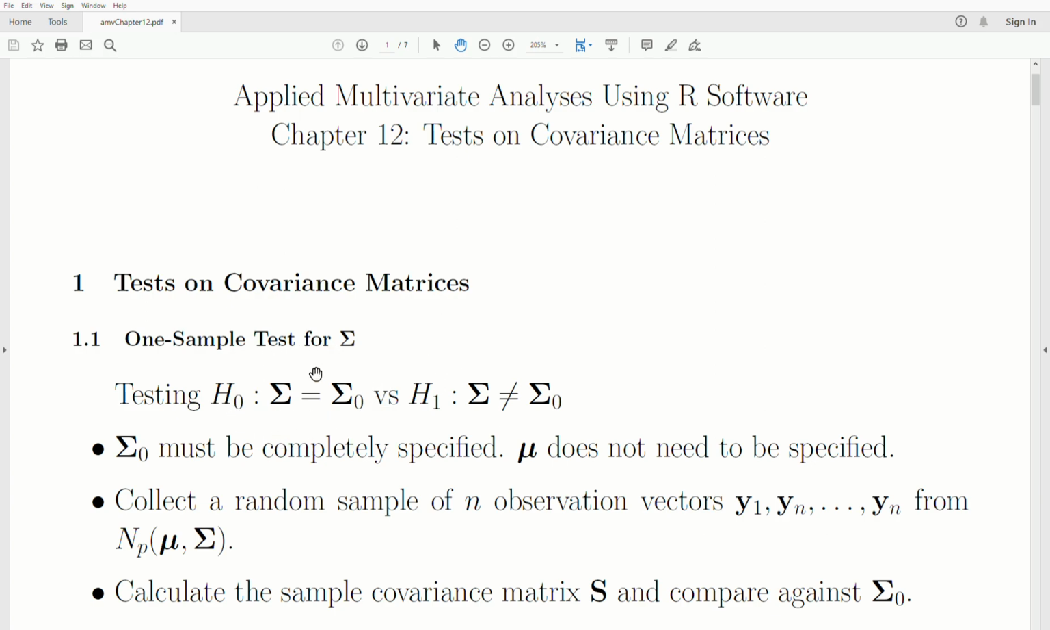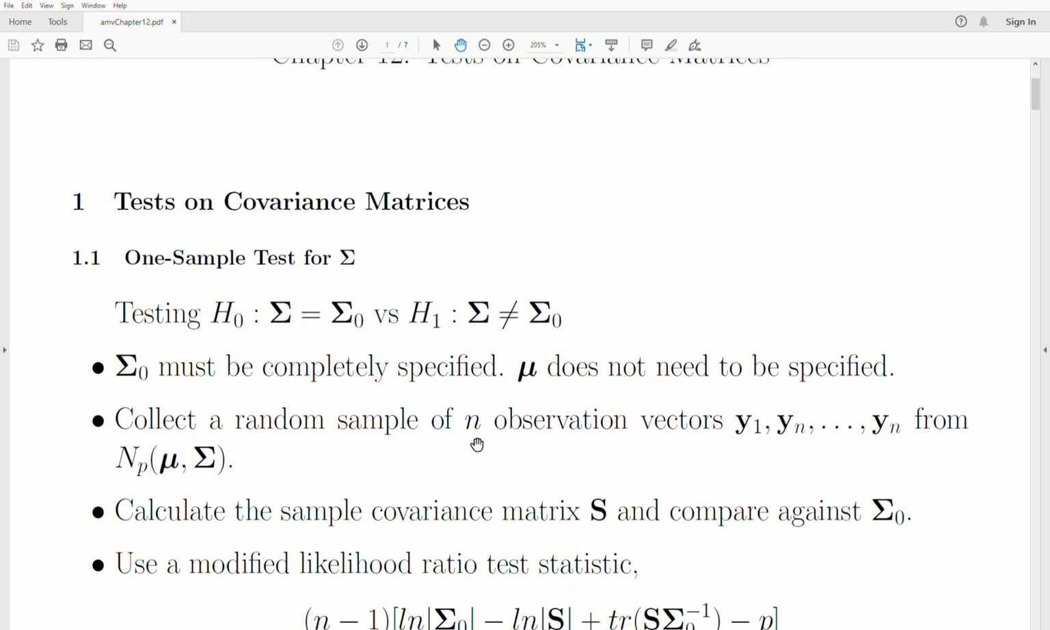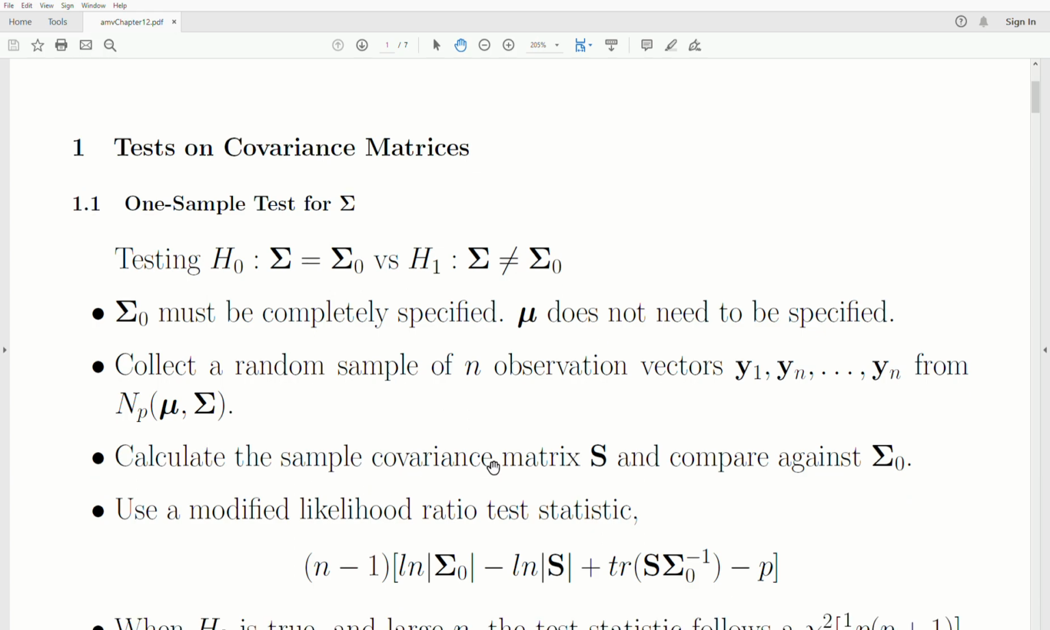The null hypothesis is that the population covariance matrix sigma equals sigma naught, some specified matrix, versus that it's not. Now, sigma naught must be completely specified, whereas the population mean vector does not have to be specified. We collect a random sample of n observation vectors from an assumed multivariate normal population, mean mu, covariance matrix sigma, and we calculate the sample covariance matrix S, and we compare it against the null hypothesized value. If they're close, that's evidence that the null is true. If they're far apart, that's evidence that the alternative is true.